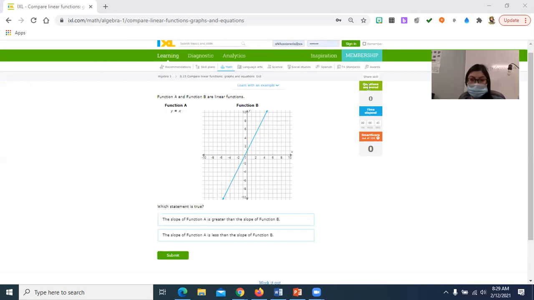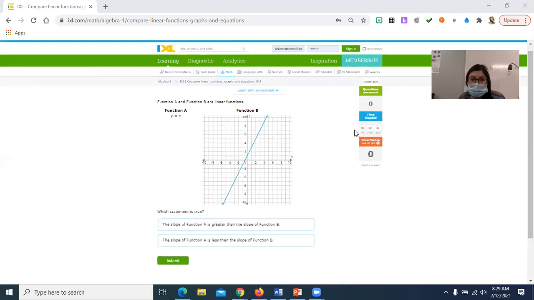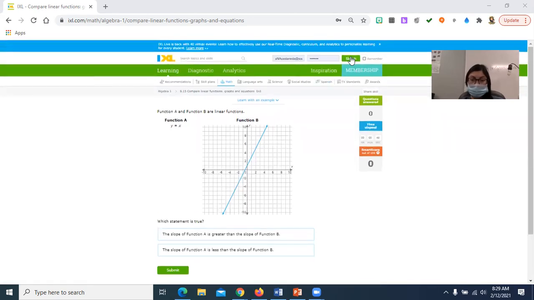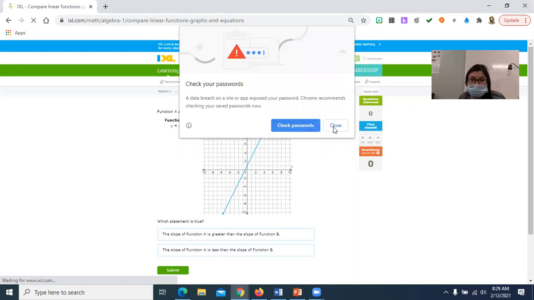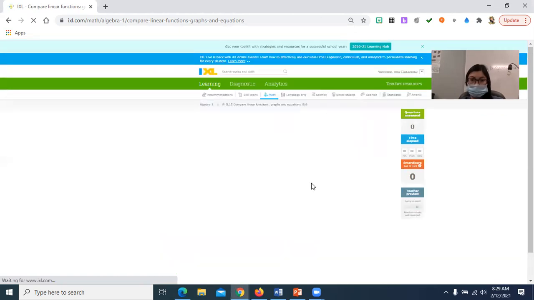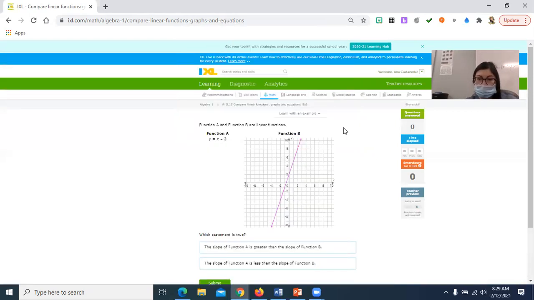I guess this doesn't have other levels, or it's not showing them to me. Okay, there it is. You know what? It's because I'm connected to the Wi-Fi. Okay, this one is talking about the slope. So I'm going to skip a level. I want to find one where it's talking about the y-intercept, so I can show you that example.